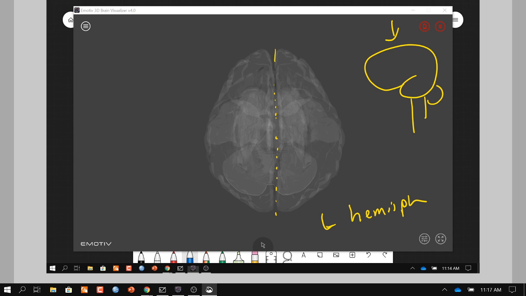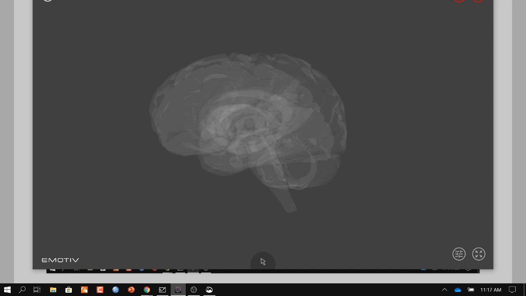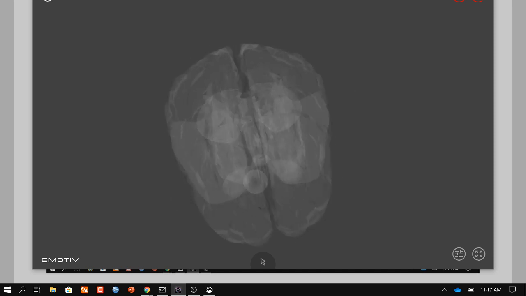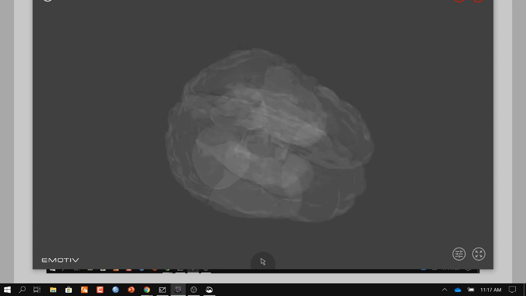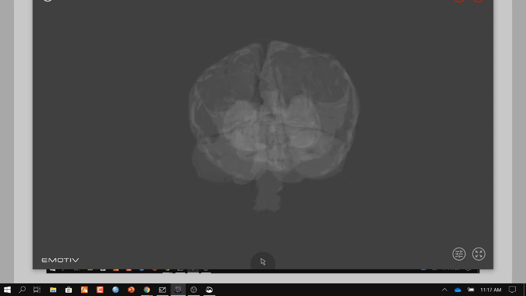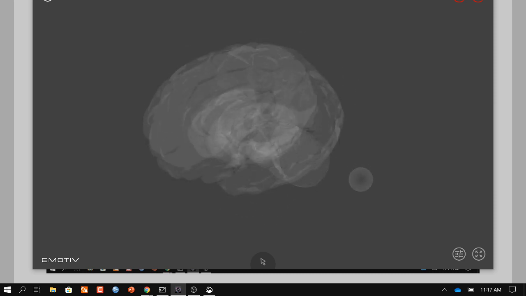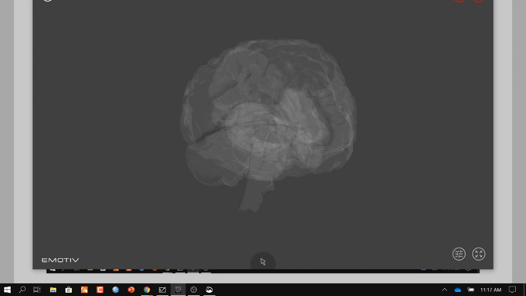So what's this side then? That's your right hemisphere. You always describe the brain from the perspective of the person whose brain it is. So if I rotate it around, now I have to orient myself this way. Oh, okay, there's my right and left, because this is where the person's nose is. I can't draw on this one. So what's down underneath here? What's this little stick that hangs out the bottom?